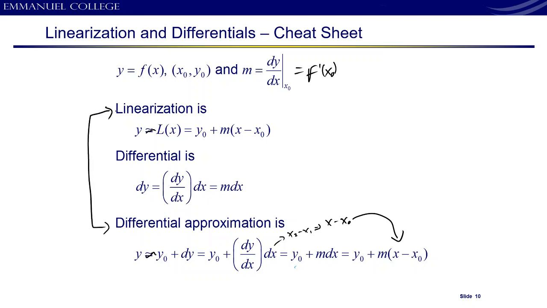Because if I say what's the differential approximation, you're still using, basically this is kind of like saying I'm doing y naught plus f prime of x naught times the change, which gets you again right back to just your linearization formula. So you basically are finding the same thing if it says linearization or differential approximation.